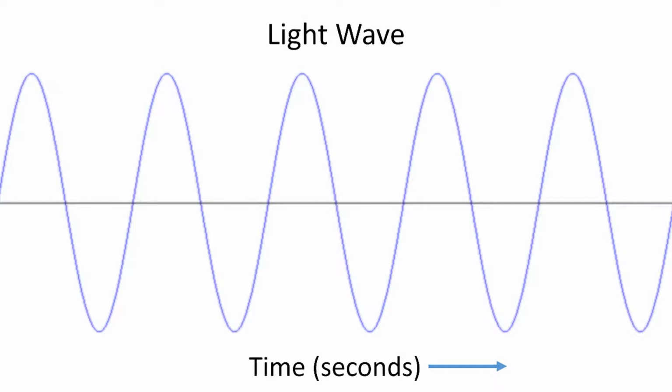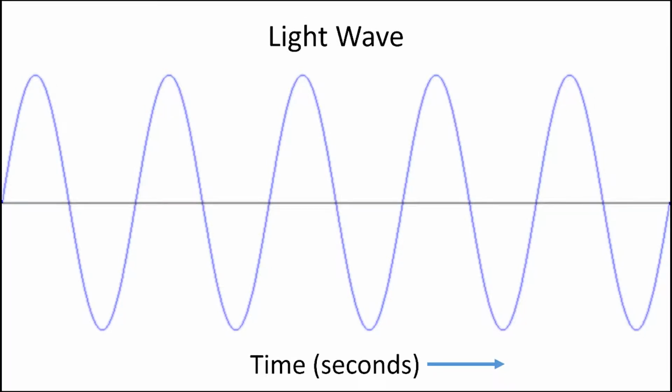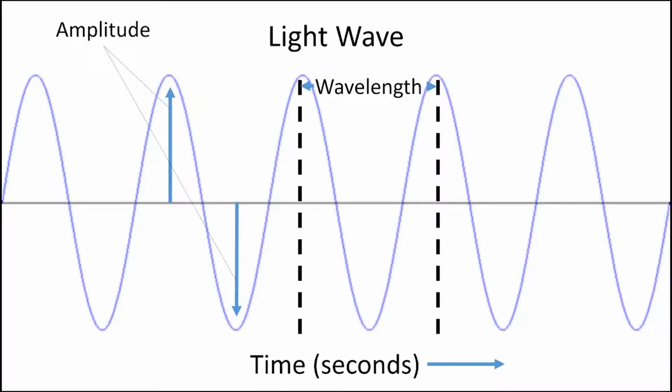This image is an example of a light wave. Now I will go over some measurements we can make from a wave. First is amplitude, which is the height of the wave. A higher amplitude corresponds with a brighter light. Next is wavelength, which is the distance from crest to crest or trough to trough. Changing the wavelength of light will change the color.